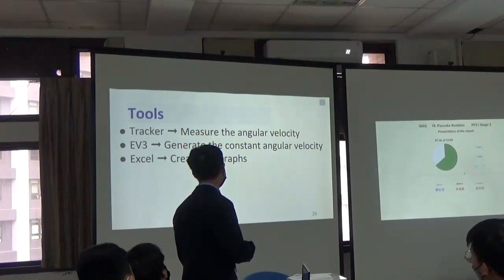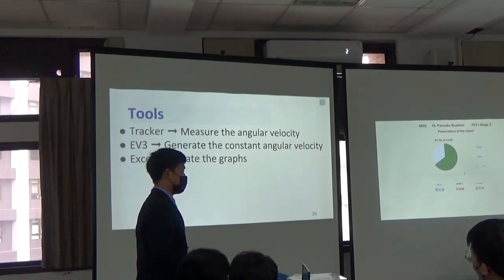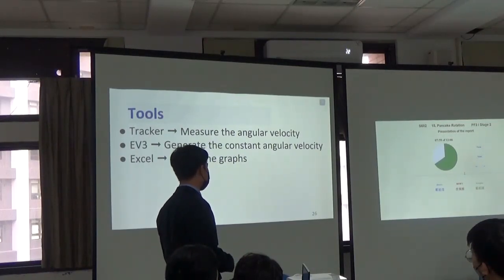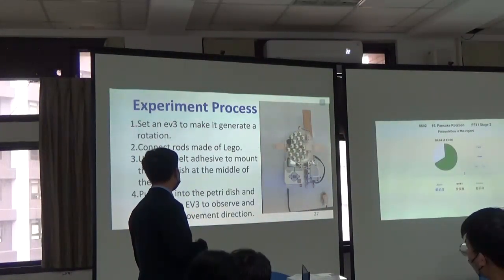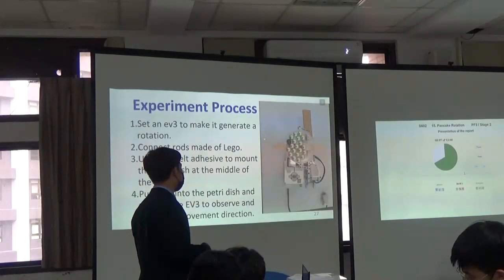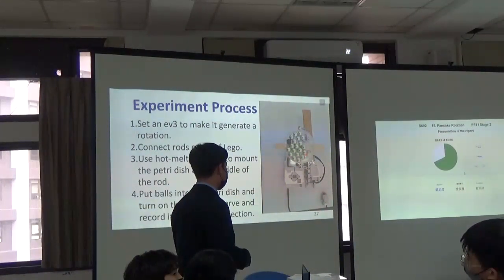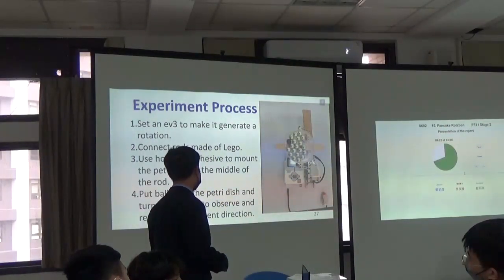Okay, this is the tool we use. We use Tracker to measure the angular velocity, EV3 to generate the constant angular velocity, and Excel to create the graphs. Okay, it's the experiment process. We put a few balls in a container, and we change the ball amount and the velocity of the container to do our experiments.